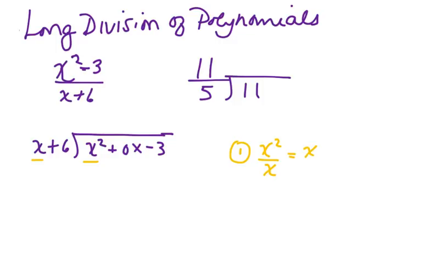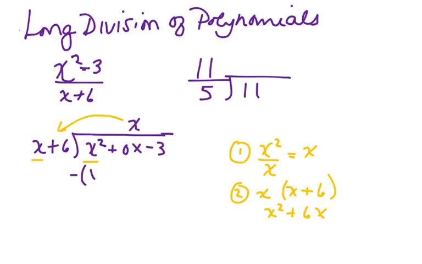Above the placeholder for x, you're going to write the x, and then remember to multiply. So you multiply x times x plus 6, factor that out, and you get x squared plus 6x. Just as in long division, you're going to subtract that whole term. Make sure you distribute in that negative sign.